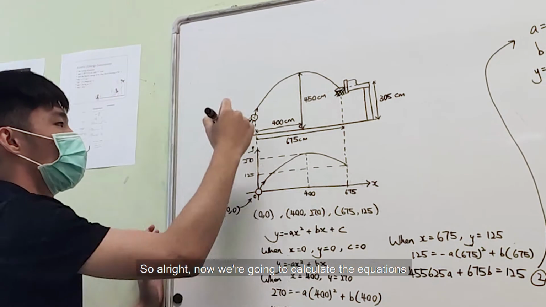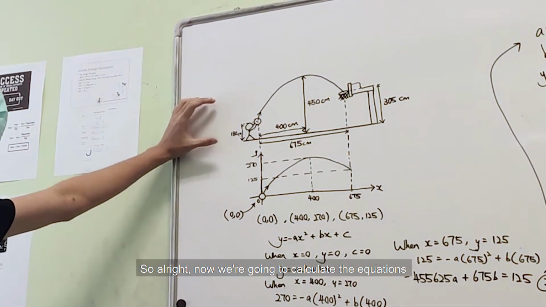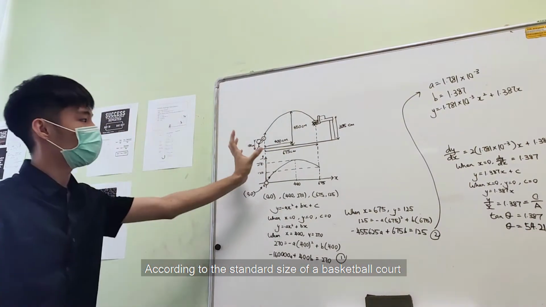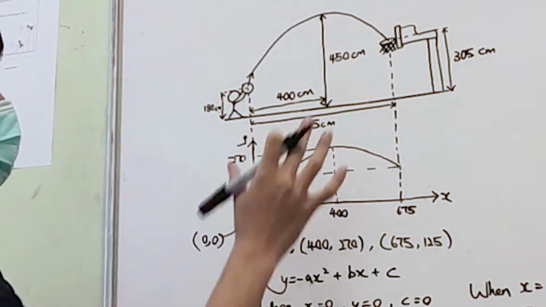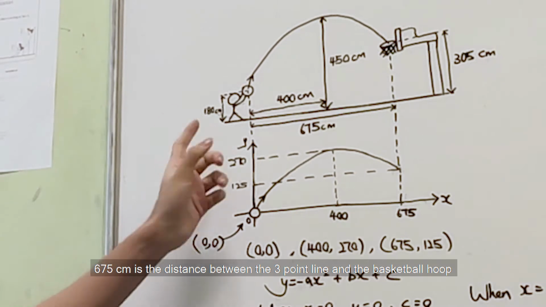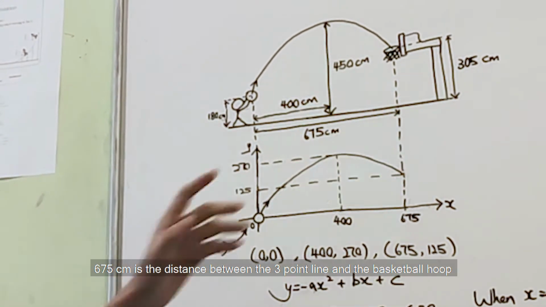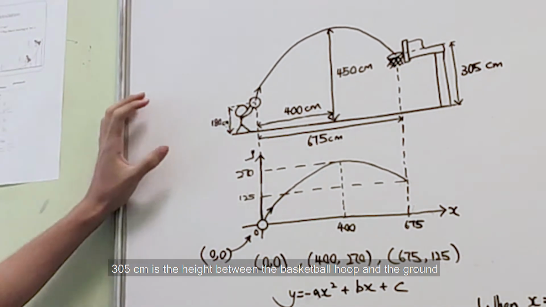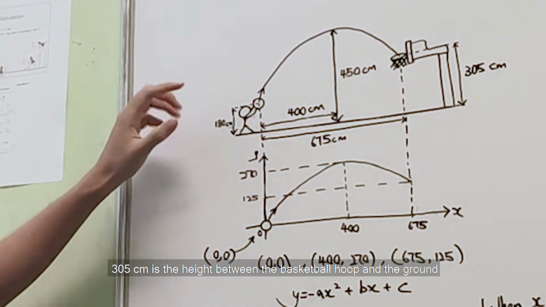So alright, now we are going to calculate the equations of the trajectories of basketball thrown by Sam. According to the standard size of a basketball court, 675 centimeters is the distance between the 3-point line and the basketball hoop. 305 centimeters is the height between the basketball hoop and the ground.